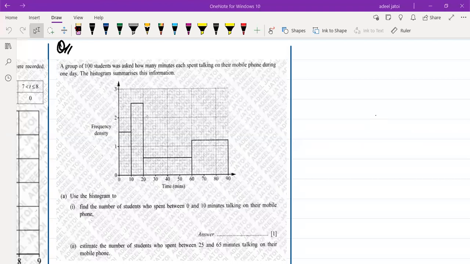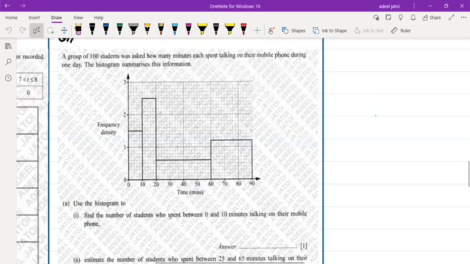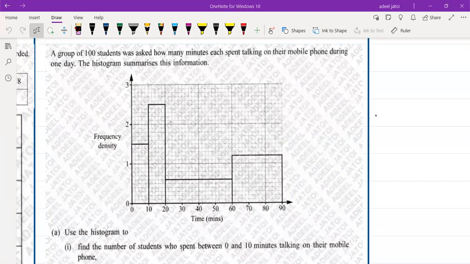Now, here's another example question. Let's go through the data. A group of 100 students, that means a total of 100 students, were asked how many minutes each spent talking on the mobile phone during one day. It's obvious, you must be doing more and more, okay? There can't be a child who doesn't do this. So the histogram summarizes this information. The question says, use the histogram to find the number of students. Number of students is basically your frequency, who spent between 0 and 10.